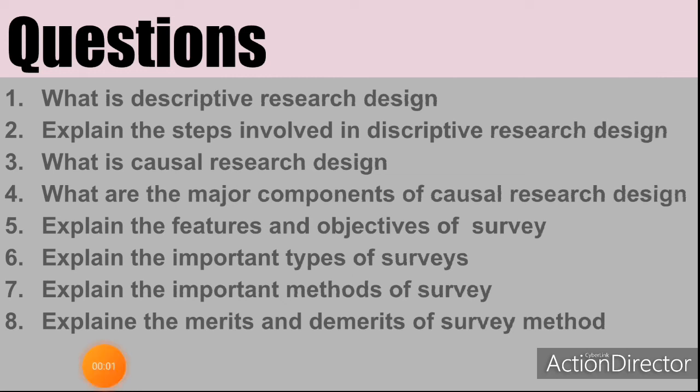So once again we can rewind today's class. Firstly, we discussed what is descriptive research design and what are the steps involved in descriptive research design. Then we studied causal research design and major components of causal research design. Then we discussed features and objectives of survey, important types of surveys, important methods of survey, and last we discussed merits and demerits of survey method. So hope you get an idea regarding this concept.